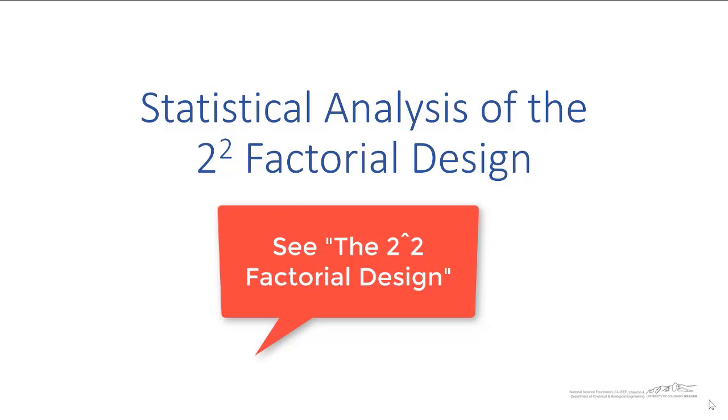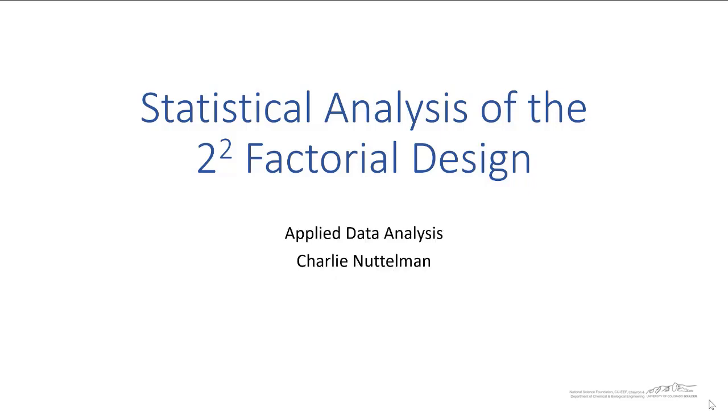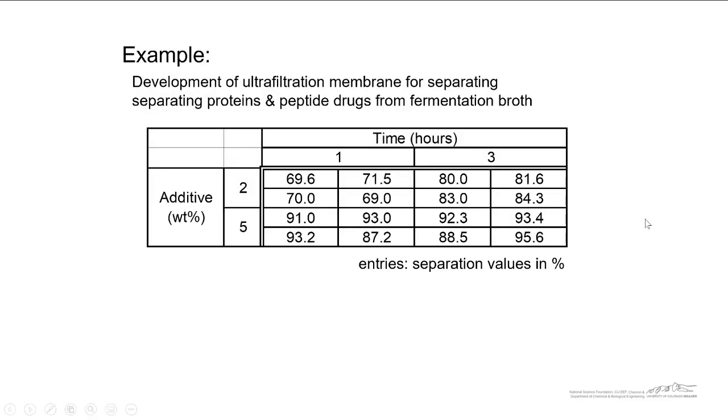In the previous screencast, I showed you how we can put together a 2-squared factorial design and how we can compute the contrasts and the effects. In this screencast, I'm going to show you how we can statistically analyze those effects to see if they are significant. We're going to continue with this example with our ultrafiltration membrane.